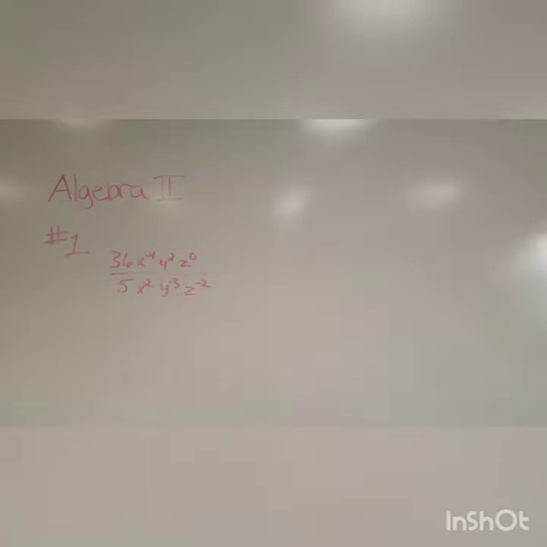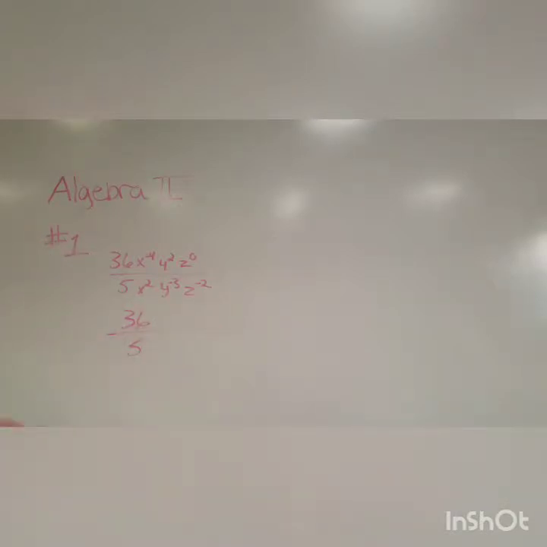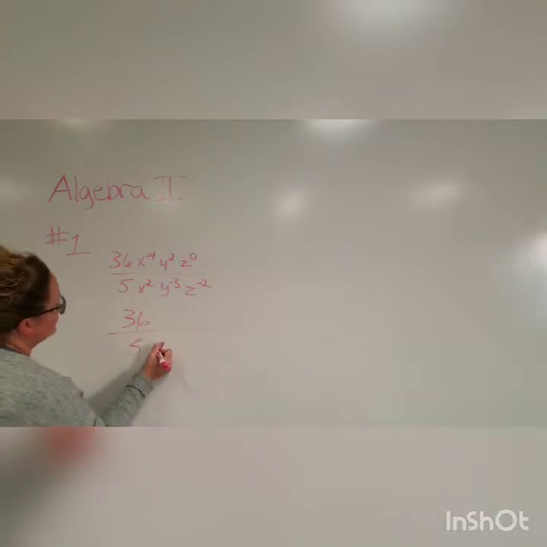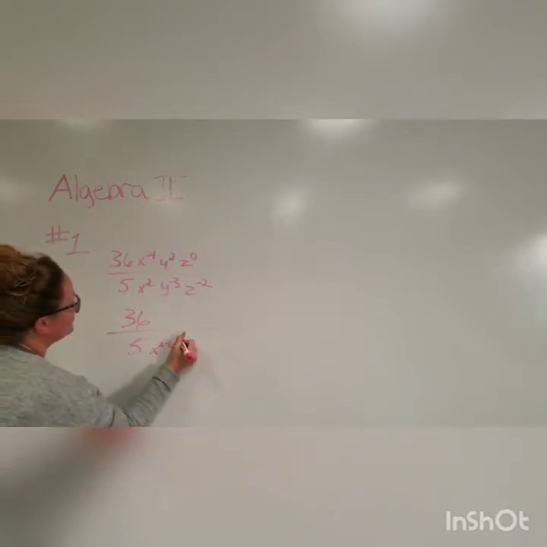All right, check your numbers first. 36 and 5 cannot be reduced in any way, so we'll just leave them. You have x to the power of -4 and x to the power of 2. Now 2 is bigger than -4, so that means you're going to bring the -4 down and subtract. So it's going to be x to the power of 2 minus -4.